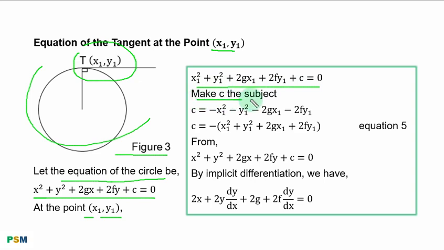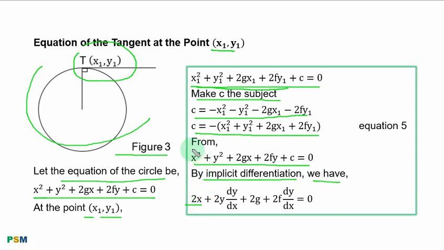Make c the subject. You simply transfer these 4 terms to the right hand side. You have it in this form. Minus sign is common. Let's factor it out. You have equation 5. From the general equation of the circle, by implicit differentiation, we have 2s.